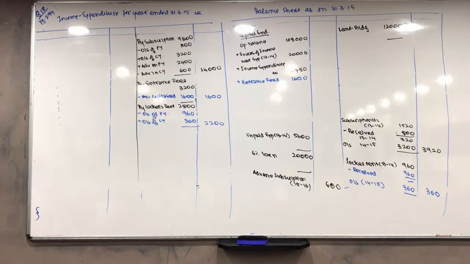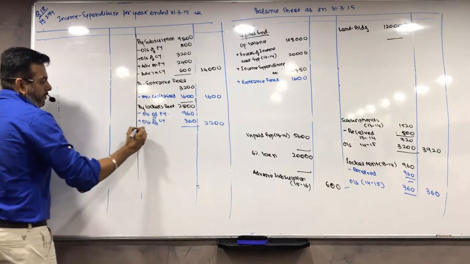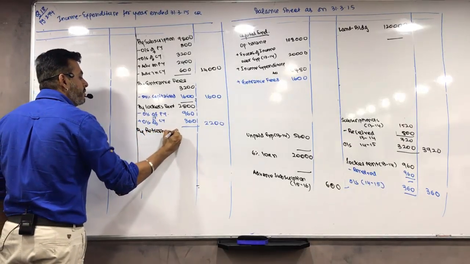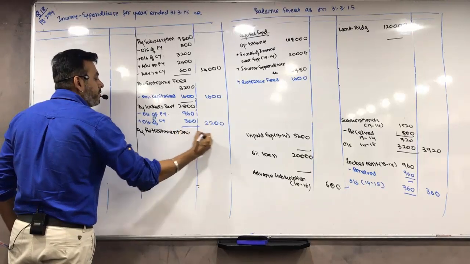Next, refreshment income 16,000. By refreshment income 16,000.